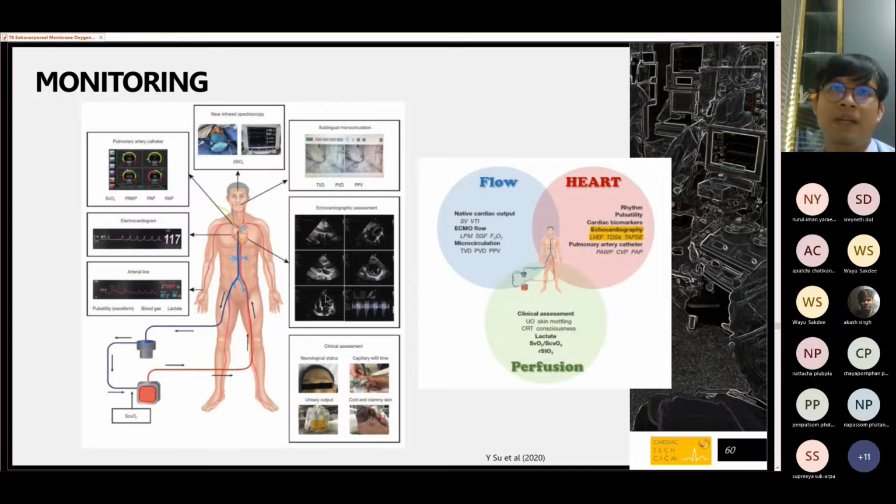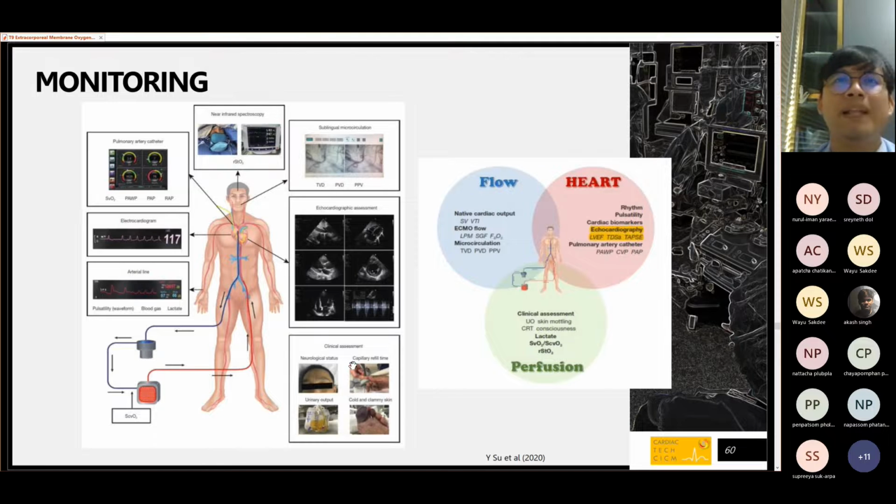And echo assessment. If you are the sonographer, maybe you learn this one. Clinical assessment: the neurological brain status is always observed by your Ecmo team and nursing team. Urine output, you can see urine color. Is there any hemolysis or not? Is there any reduction in urine output or not? If so, that relates to malperfusion on the Ecmo.